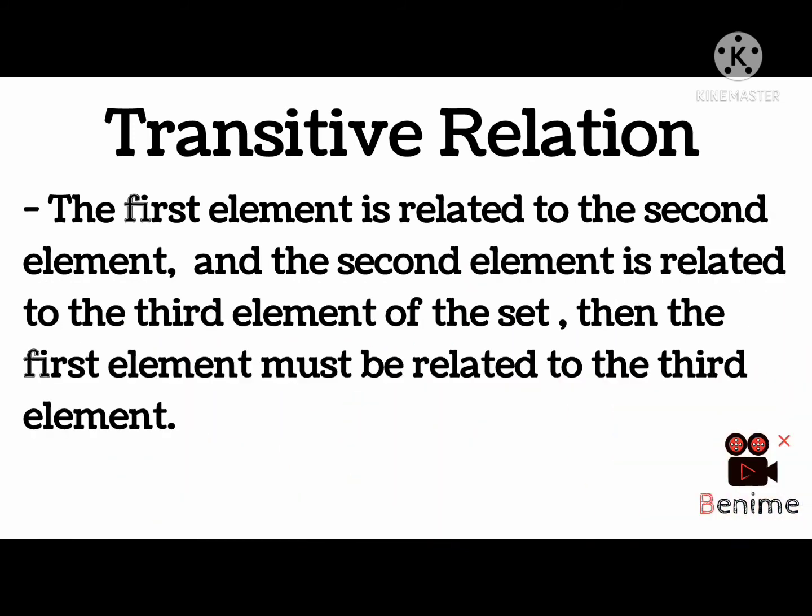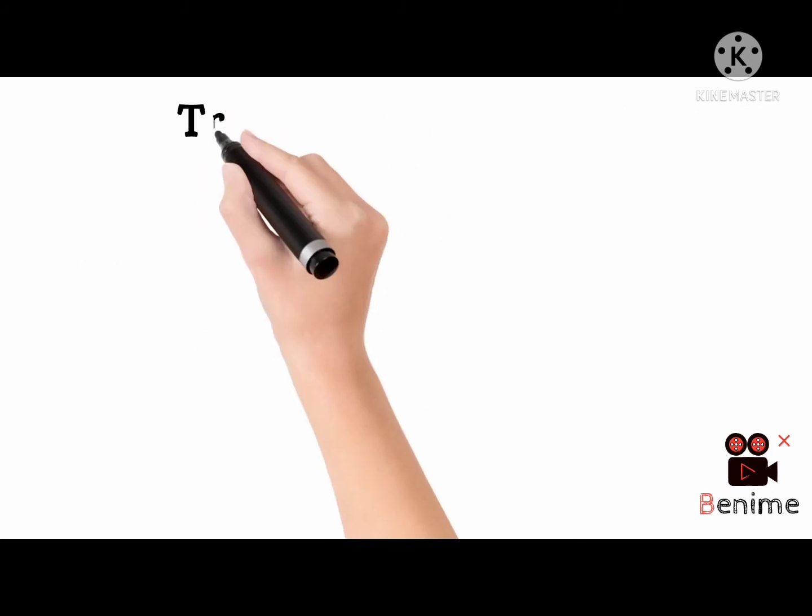Okay, so transitive relation. In transitive relation, if the first element is related to the second element, and the second element is related to the third element of the set, then the first element must be related to the third element. So here in transitive relation, it does the shortcut from the first element to the third element.